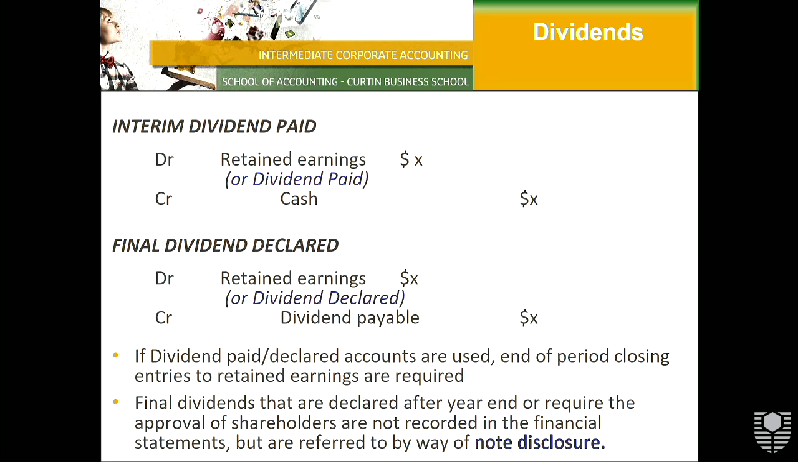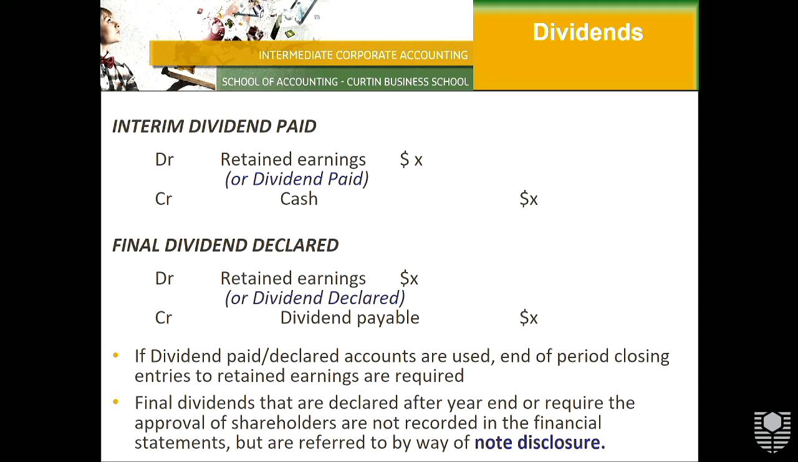So you're paying it out of your retained earnings: debit retained earnings, credit your cash. Your final dividend, again, is also coming out of your retained earnings, and at the end of the year, if you've paid it, it comes out of cash. If it's a payable, it goes to payable. Generally, you will find that your final dividend is a payable.